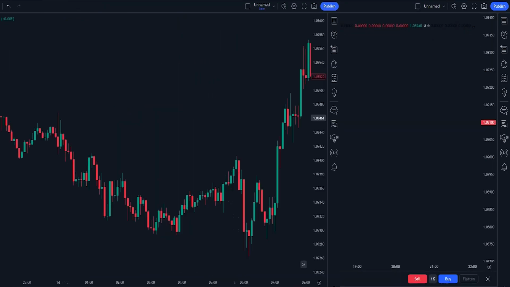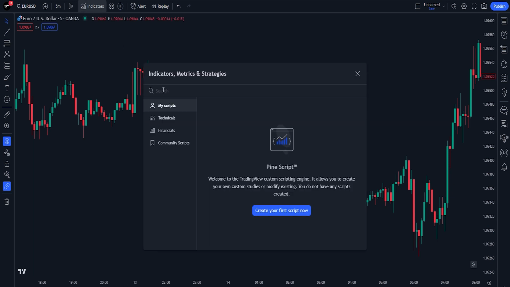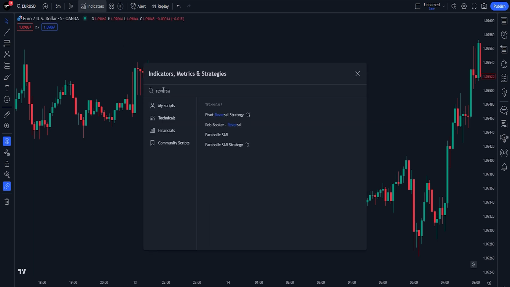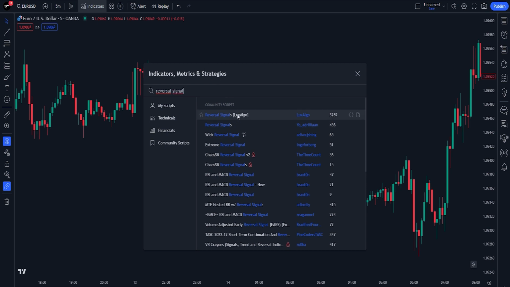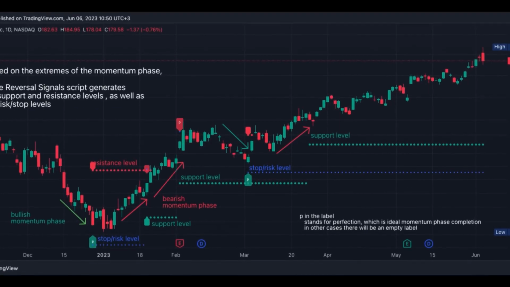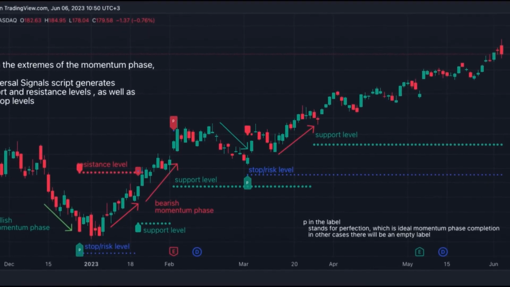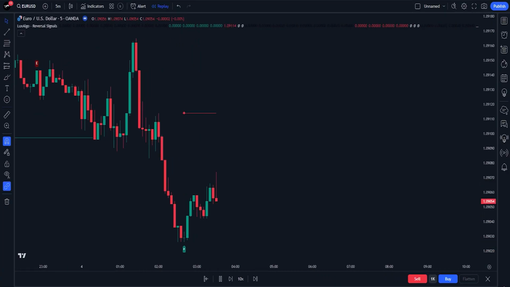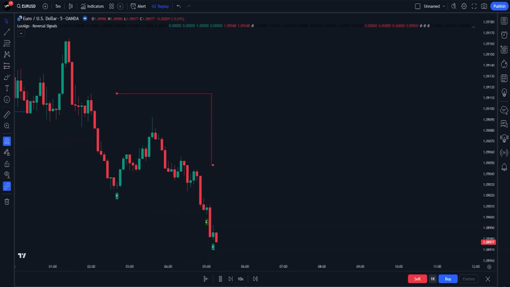Let's begin. Open TradingView and navigate to the Indicators tab. Search for Reversal Signals by LuxAlgo and apply it to the chart. The Reversal Signals indicator identifies fading trends and potential reversals, excelling in counter-trend scenarios and addressing limitations in ranging markets.